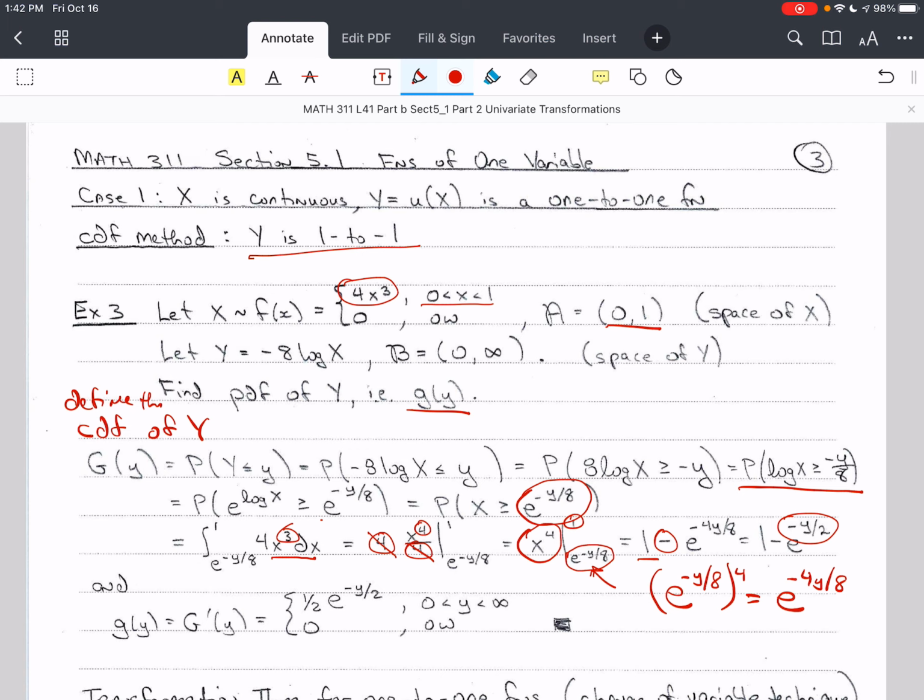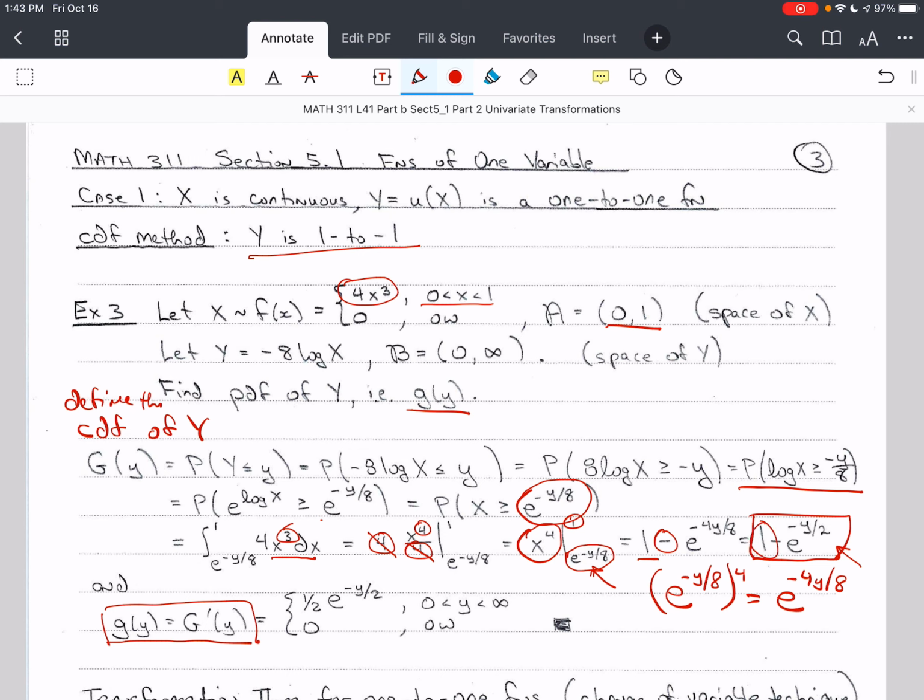Here I do encourage you, if it's in an exponent, to simplify, unless we're looking for a specific form of a PDF or CDF so that we can identify the distribution. But in this case, we're not trying to identify that distribution. We're trying to find the PDF. Once I have the CDF, then I can take the derivative with respect to y to get the PDF of y. And so taking the derivative of this gives me 0 for the first term.